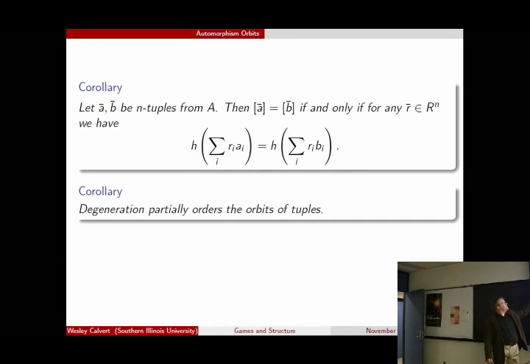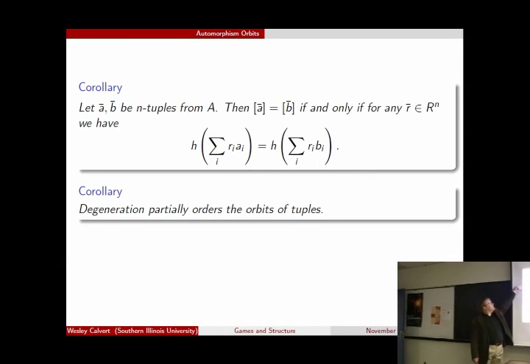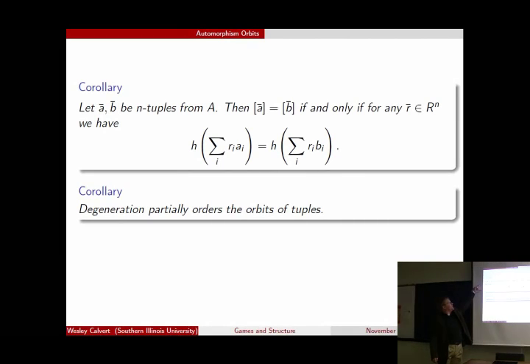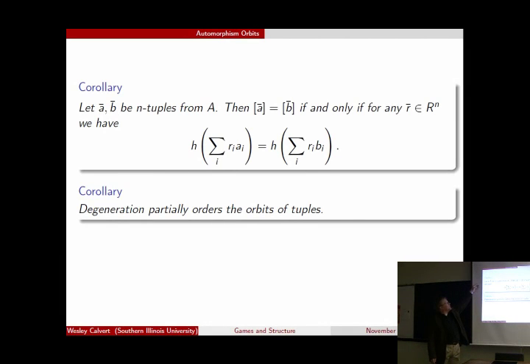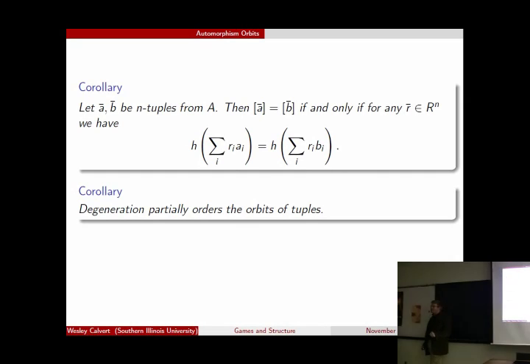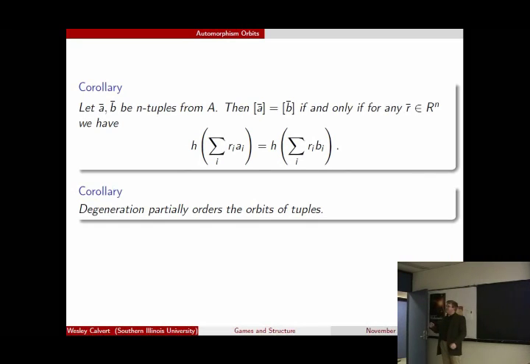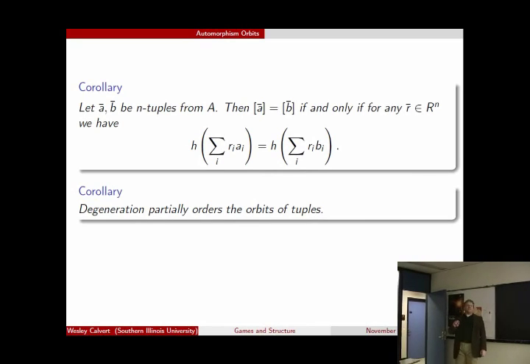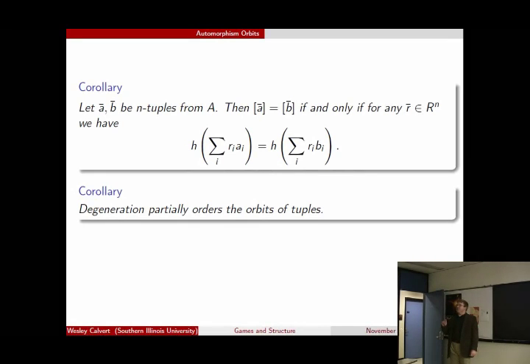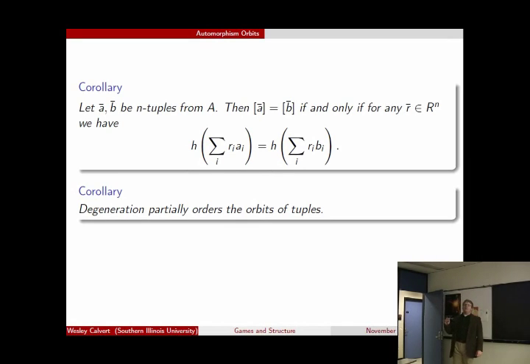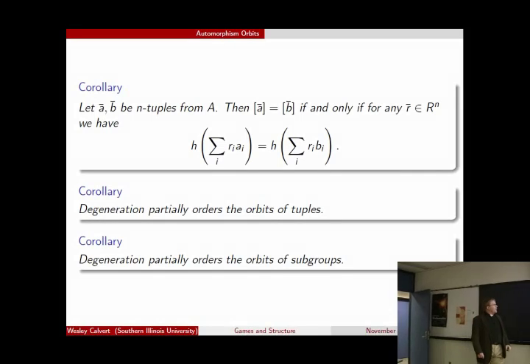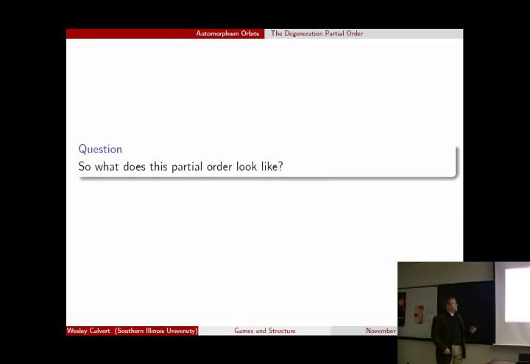So from a slight restatement of Barker's theorem, degeneration also partially orders the orbits of tuples. So the thing that makes it possible to classify the orbits of single elements also allows, well, the key lemma also works for tuples. Also subgroups.